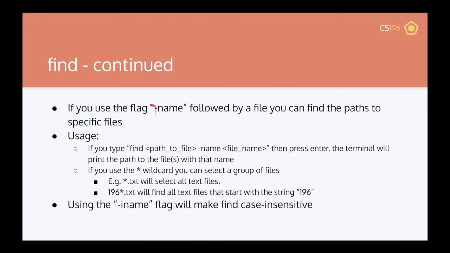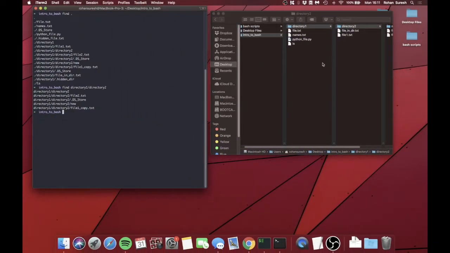So if you use the flag name followed by a file, you can find the paths to specific files. So let's say you have a really big project and you want to find a specific file. This is a really useful way to do that. So usage is if you type find, the path, and then use the name flag followed by the file name. When you hit enter, the terminal will print the path to the files with that name. So let's first demonstrate that before we go into wildcards.